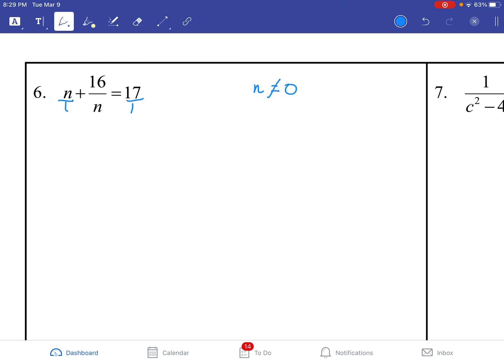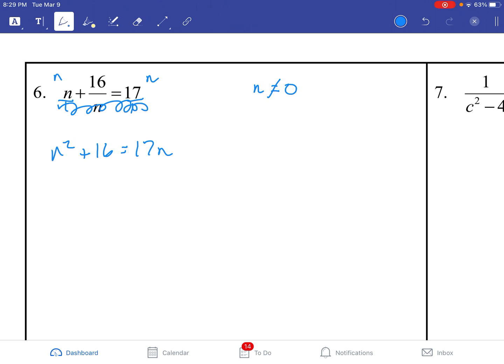So now we're looking at what is missing for the 3 denominators. Well, the first denominator is n over 1, so 1 is the denominator. It is missing an n term. Second fraction has n in the denominator, which is not missing anything because it is the denominator. And lastly, we have 17 over 1, which is missing n in this denominator. So if we multiply the tops and get rid of the bottoms, we'll get n squared plus 16 equals 17n.